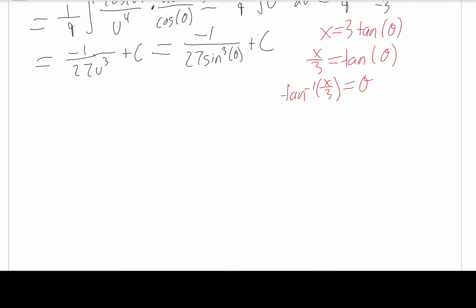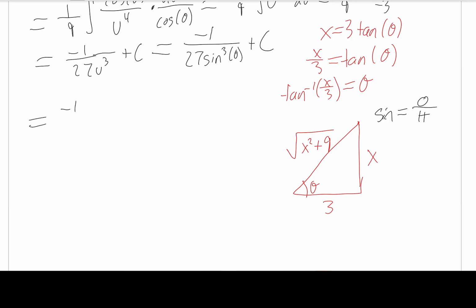Okay, so setting up my triangle, I should get that opposite over adjacent is x over 3. So then my hypotenuse has to be the square root of x squared plus 3 squared, which is 9. Okay, so then plugging this in, sine is, so that's SOH, so it's going to be opposite over hypotenuse.